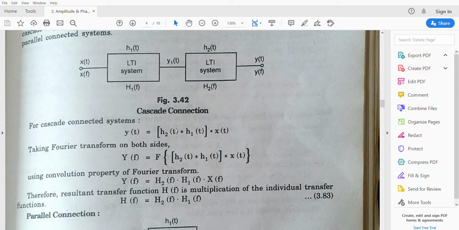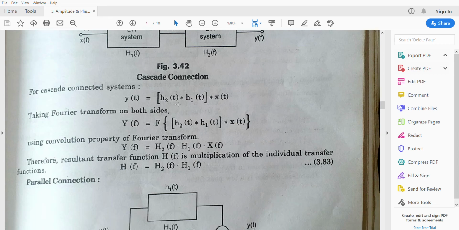So what we can do here is convert h1 of t, h2 of t and x of t into the frequency domain with the help of the Fourier transform, by which we get H2(f), H1(f) and X(f). Now we are applying the convolution property. In place of doing convolution in the time domain, we can perform multiplication in the frequency domain. So in place of this convolution, we simply perform the multiplication.